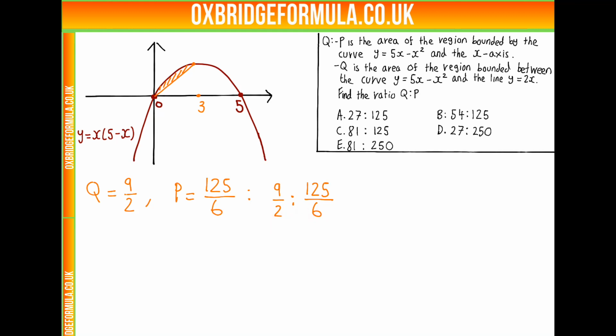So let's times both sides by 2 to get rid of the fraction on the left, to get 9 to 125 over 3. And do the same with the right, times both sides by 3 to get rid of the fraction on the right, and we get 27 to 125, because 9 times 3 is 27. And we see that that matches option A in our multiple choice, and so our answer is A.